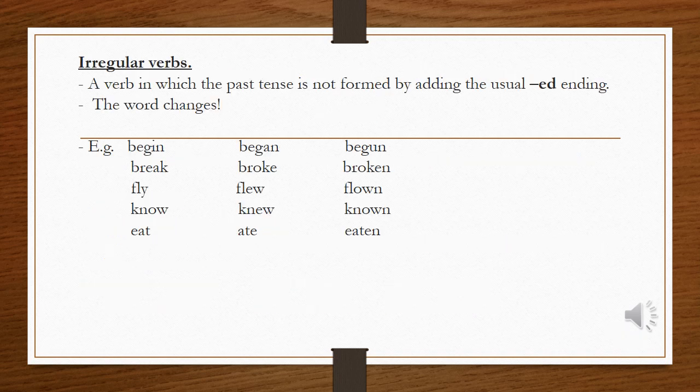Then the second one, irregular verbs, a verb in which the past tense is not formed by adding the usual ed ending. The word changes. Okay, here's a few examples. Begin, began, begun. Break, broke, broken. Fly, flew, flown. Know, knew, known. Eat, ate, eaten.